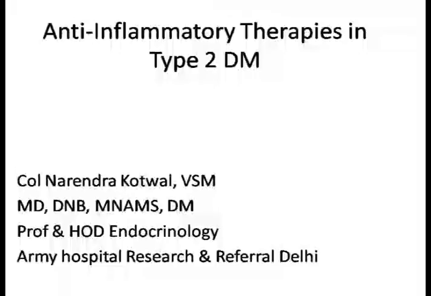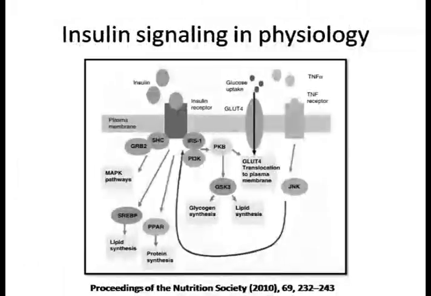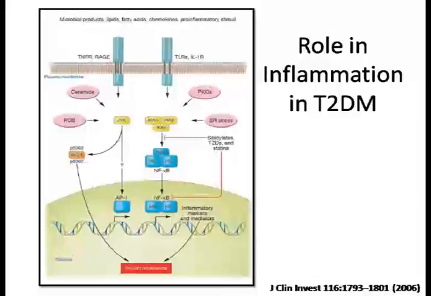Now, as the chairperson has rightly pointed out, the role of inflammation in diabetes. We know that diabetes and cardiovascular disease are inflammatory diseases. How does inflammation impact the pathogenesis and the treatment of diabetes? Now, if you look at the insulin molecule, how does insulin act, and how do the inflammatory markers target the insulin receptors?